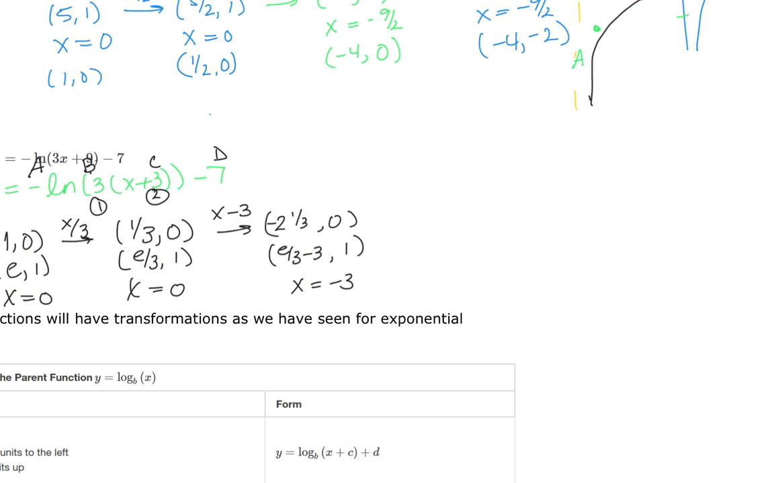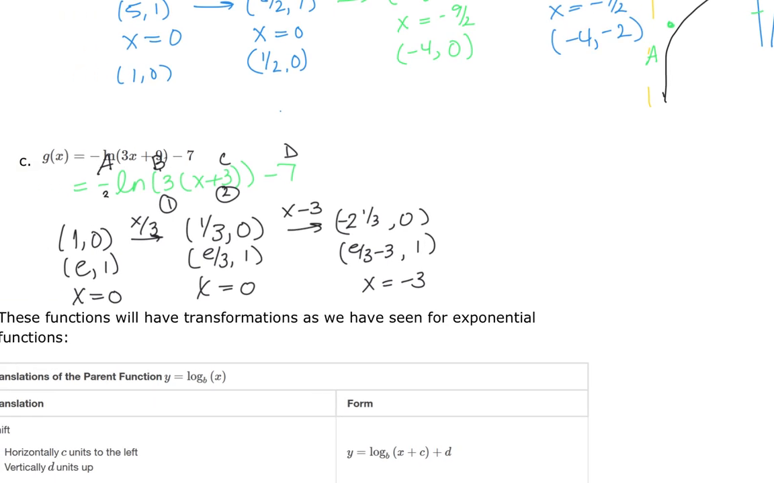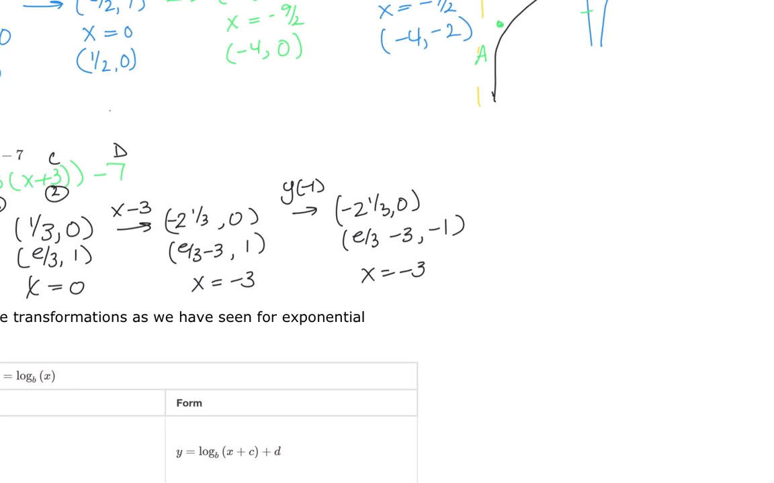And then I'm going to do my A next. So that is the third thing I'm going to do, which is I'm going to take my y's and multiply by a negative 1. So negative 2 1/3, 0, that didn't change. This is e over 3 minus 3, becomes negative 1, and x is equal to negative 3 does not change. And then my D is the last thing I'm going to do, which is I'm going to take my y's and subtract 7. So negative 2 1/3, and this becomes negative 7. e over 3 minus 3 becomes a negative 8, and it doesn't affect this at all.